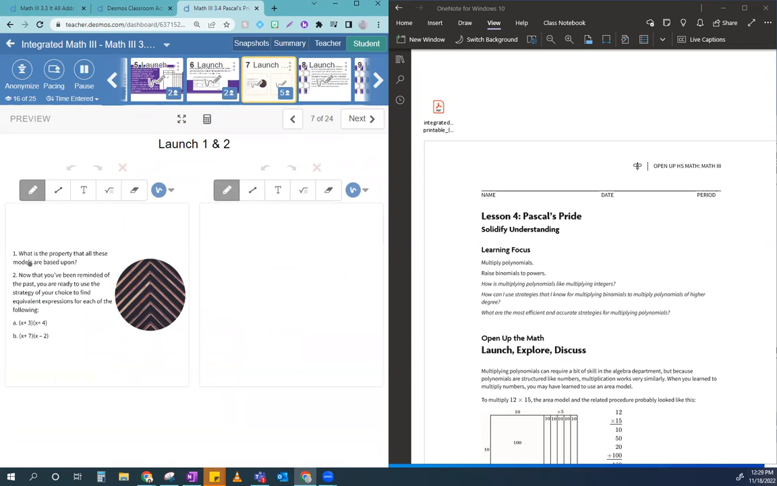So now it's your turn. What's the property that all these models are based on? Just multiplication. Now that you've been reminded of the past, you are ready to use this strategy. Okay, so can you try this using a generic box? I gave you space over here. Can you draw a box? Doesn't have to be neat. And then can you fill out the length and the width and then fill out the inside? We'll check back in a second to check your answers.